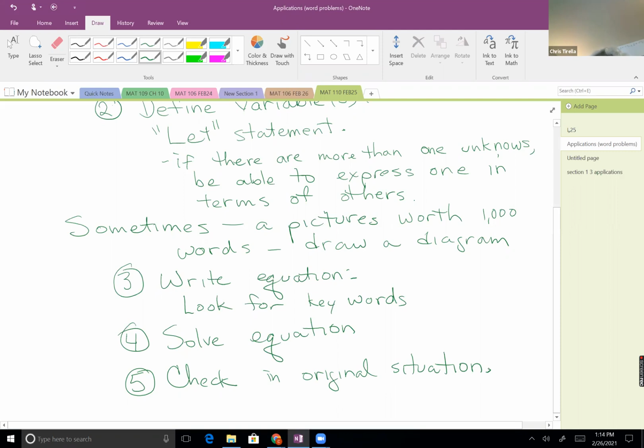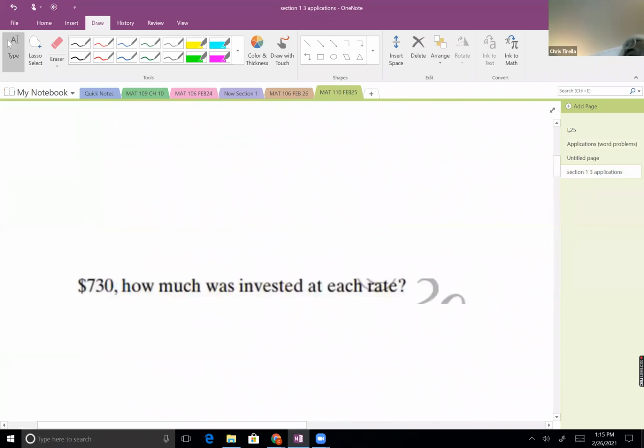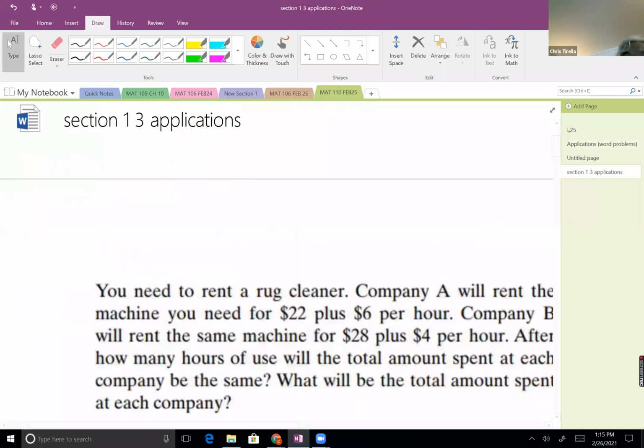Let me know then if you're ready to go on to the examples. We ready? Can I turn the page, folks? I'm good. Then literal equations were at the end. Let's start looking at these applications.